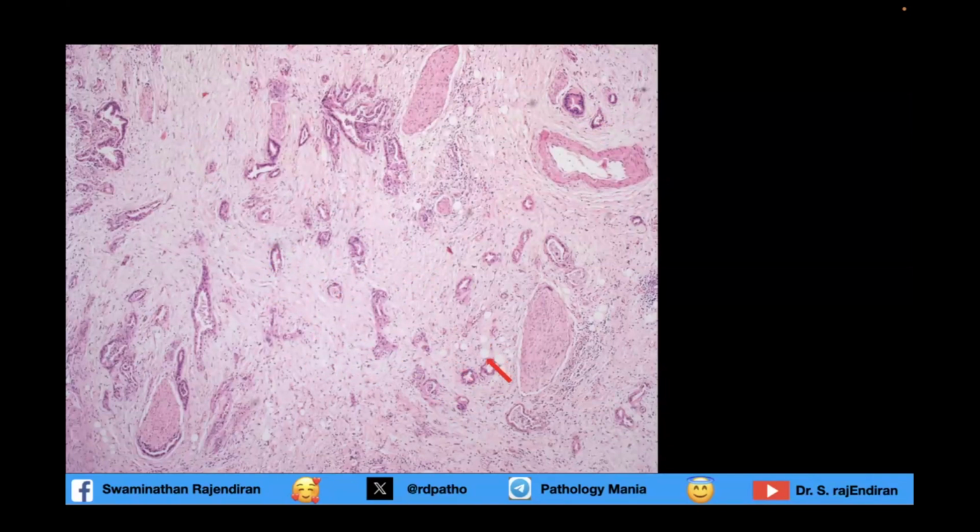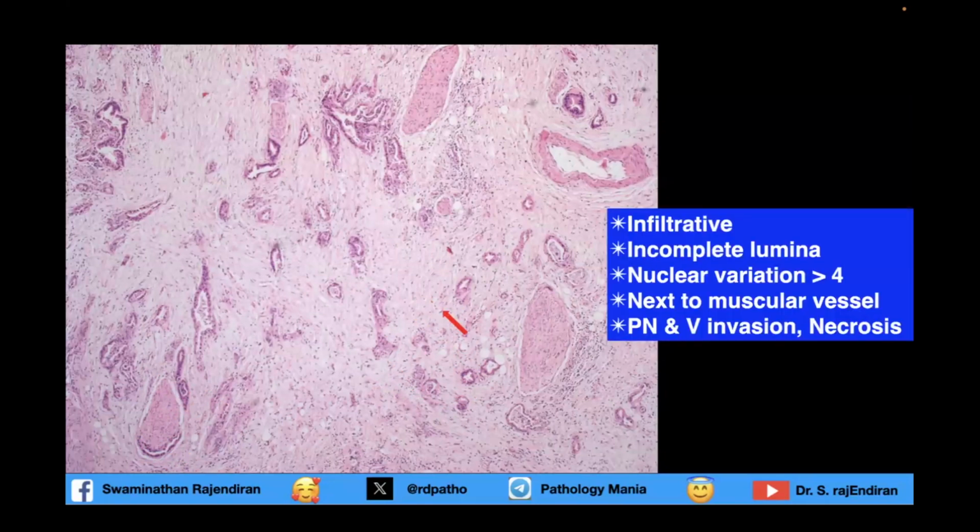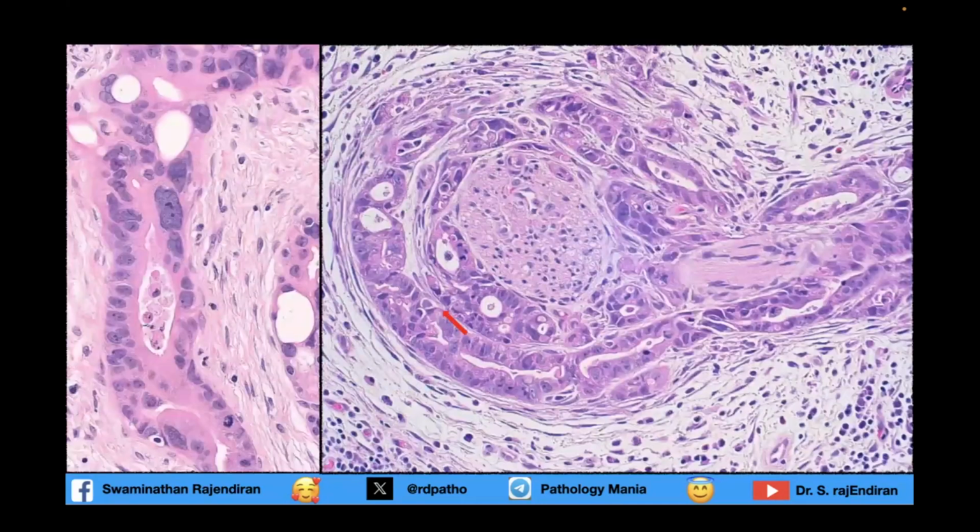And in the pancreas, you see in addition perineural invasions. And these tumors may be seen adjacent to big blood vessels. Infiltrative, incomplete lumina, nuclear variation more than 4 times, next to muscular vessels, perineural vascular invasion and necrosis. These are very characteristic of ductal carcinoma of pancreas and NOS type. See the nuclear pleomorphism. Look at the smallest cell, look at the largest cell, more than 4 times. That means pleomorphism. And see the comedonecrosis here, and look at the mitosis.